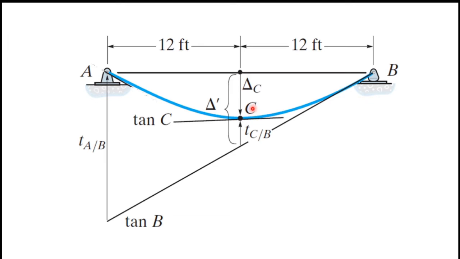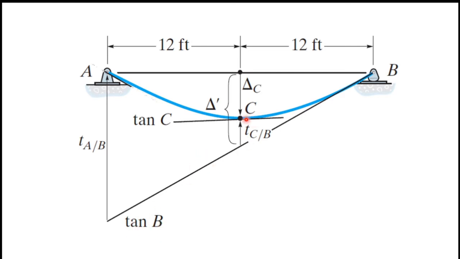So we have to find the deflection of point C, right? And the dimensions are given. The overall beam length is 24 feet. The distance to point C is 12 feet because it lies in the middle of the beam. Next I am going to draw tangents, right? At B I will draw a tangent line. You can see this is the tangent line at B, and I will mark it as tan B.